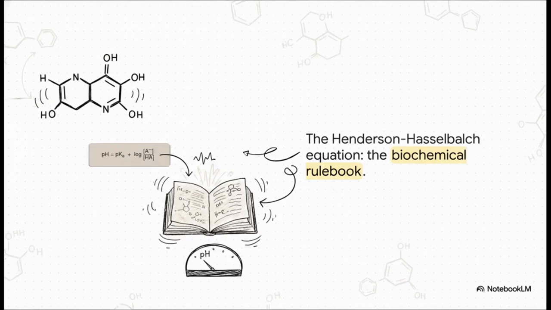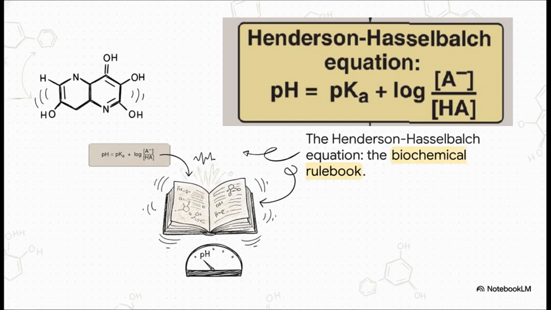And now for the main event, the Henderson-Hasselbalch equation. Okay, I know it looks a little intimidating, but don't worry about the math itself. Let's just focus on what it does. This equation is our biochemical rulebook. It takes a neat little number called the pKa, which comes from that K value we just saw, and turns it into a super practical tool. It lets us predict exactly how an amino acid is going to behave at any pH we want. This is how we make sense of the chaos.